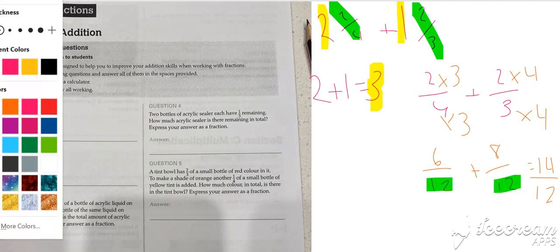So I'm going to go 6 plus 8 on the top is equal to 14 over 12 because the base doesn't change. Now you might remember that the 12 has to fit into the 14. How many 12s fit into 14? 1, and there is 1 whole, and there are 2 leftovers, and the bottom stays the same.